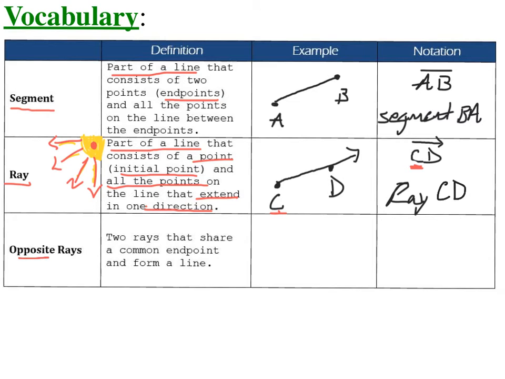Last term is opposite rays. Okay, so this would be 2 rays that share a common endpoint, and they have to form a line. So I'll start with this point in the middle, point E. And let's say we have one ray going this direction, point F. And we're going to have another ray going the complete opposite direction, G. Okay, notice that these 3 points together are collinear. They all have to lie on the same line to be considered opposite rays.